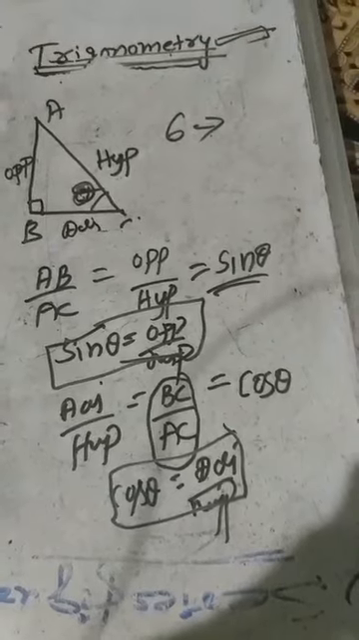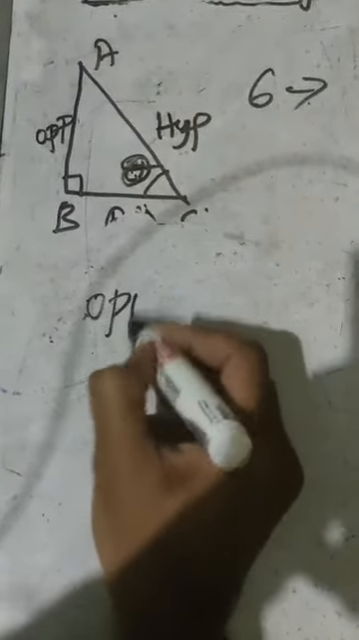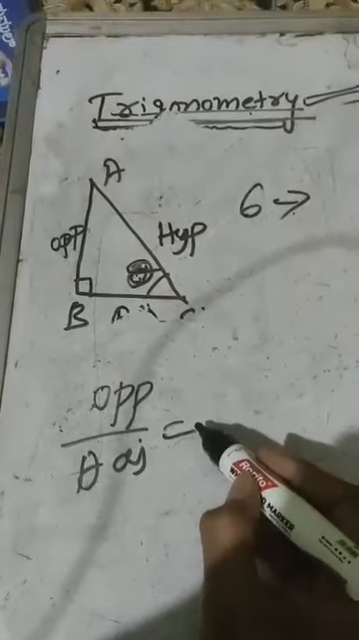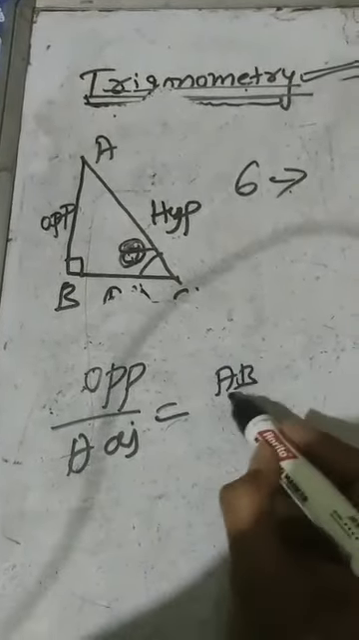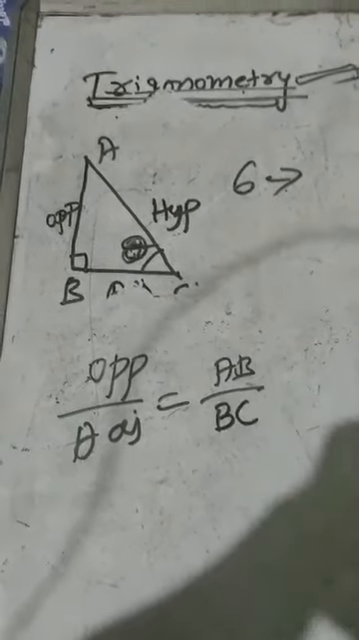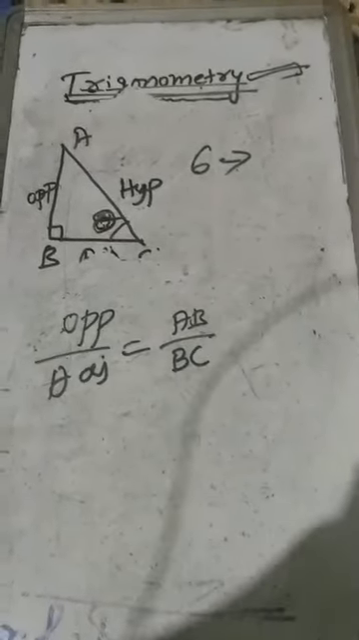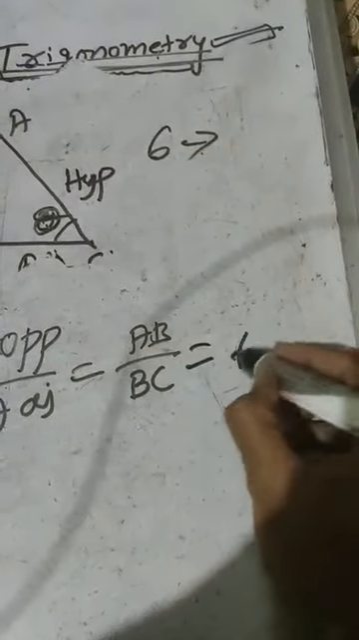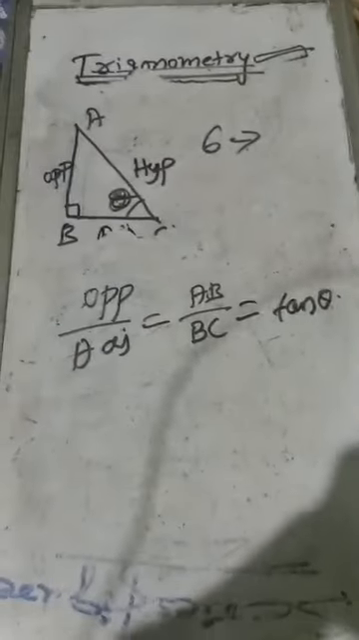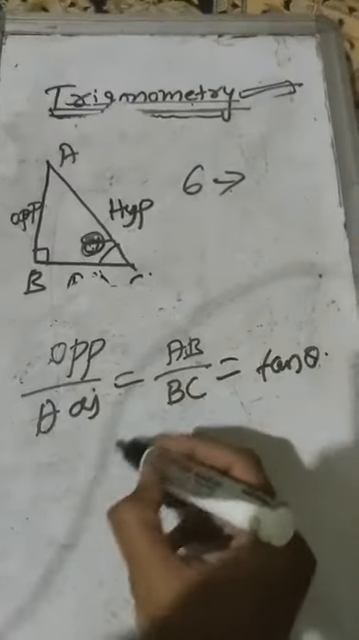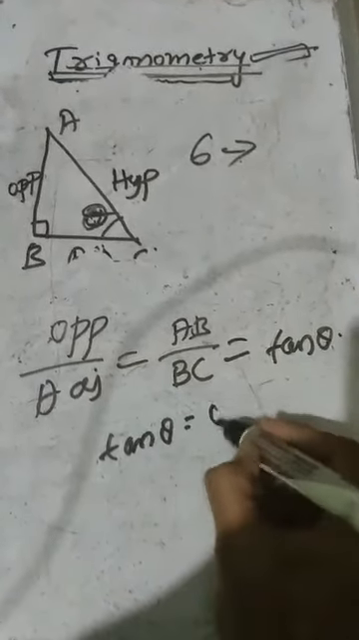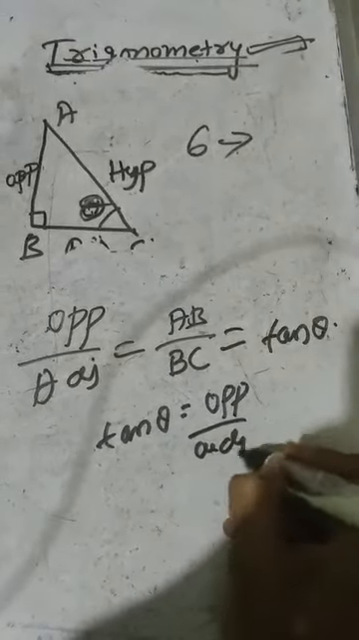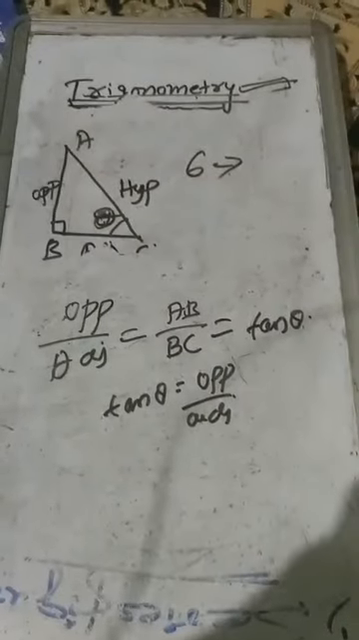Next we discuss the third ratio. We can write the ratio for sides opposite by adjacent. What is opposite here? AB. What is adjacent here? BC. The ratio of opposite to adjacent we name tan theta. Tan theta means opposite by adjacent.